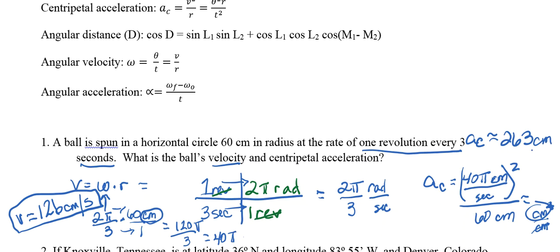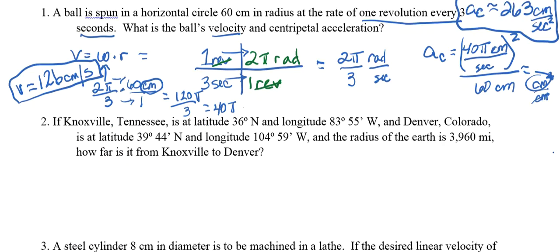I still have the unit of time. So my centripetal acceleration is 263 centimeters every second that it's accelerating, versus my velocity, actually I forgot I squared that right here, so that should be seconds squared, versus my velocity is 126 centimeters per second. So that's number 1. So let's go down and check out number 2.